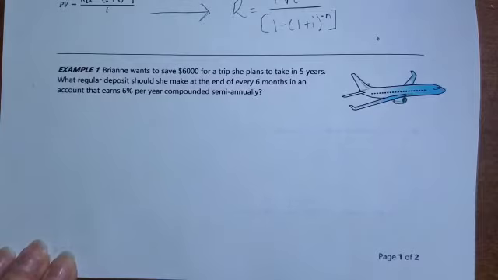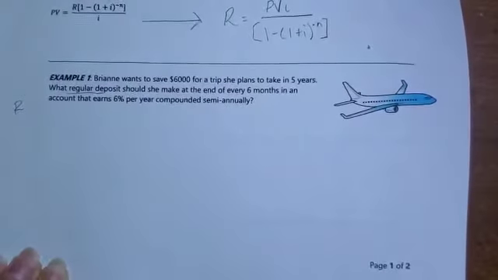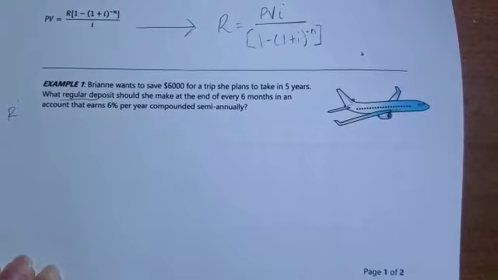Brienne wants to save $6,000 for a trip she plans to take in 5 years. What regular deposit should she make at the end of every 6 months in an account that earns 6% per year compounded semi-annually? So, a few things. We know this is an annuity because it's asking for regular deposits. So we know we need our R formula.